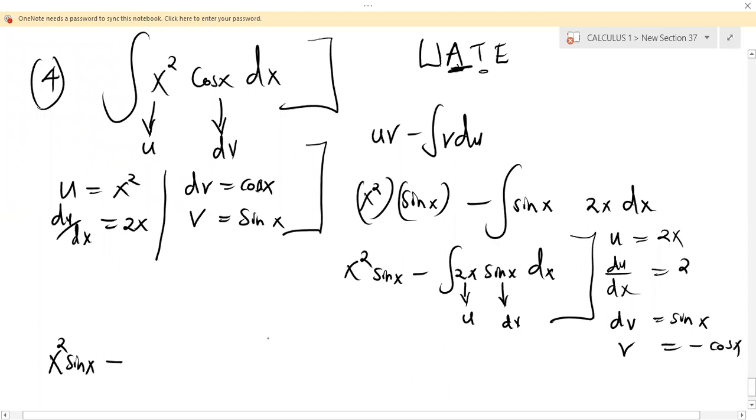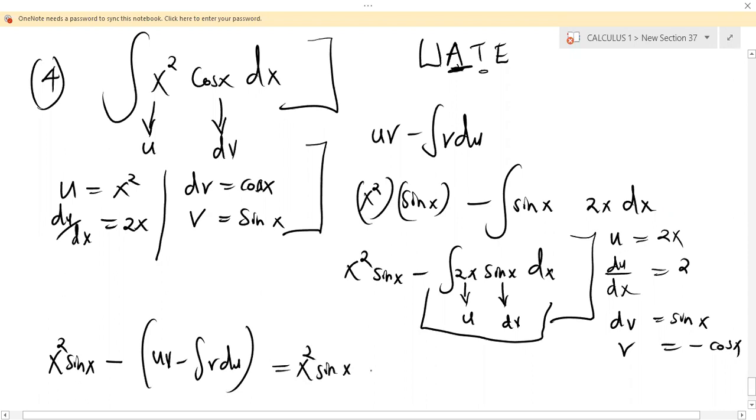Okay, so replacing these values into the integration by parts formula, this is what I'm integrating at this instant. So x squared sine x minus uv. So let me just write it here, uv minus the integral of v du, because I'm using integration by parts again. So I'll have x squared sine x minus uv. What is our u? Our u is 2x, multiplied by, minus the integral of v. Our v is minus cos x multiplied by du. And our du, if you make du the subject of the formula here, is equal to 2 dx.